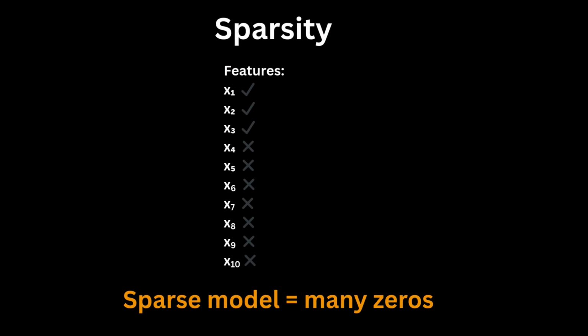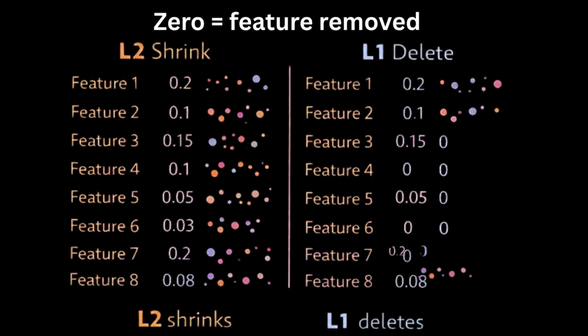Ideally, the model should ignore the useless ones. L1 regularization allows exactly that. This idea is called sparsity. Let's compare L2 and L1 directly.